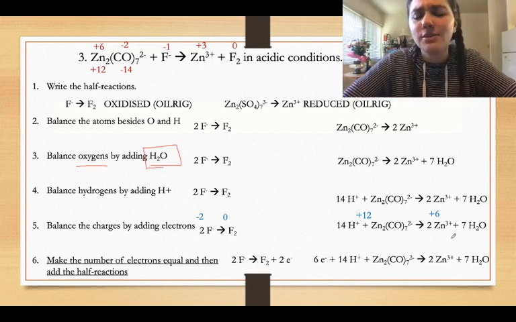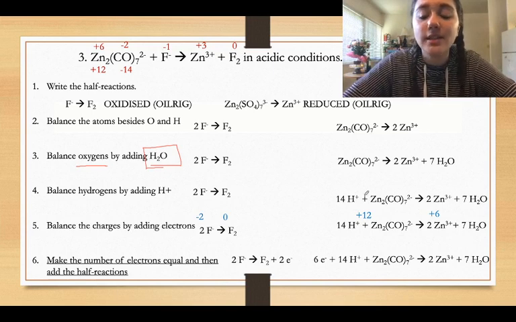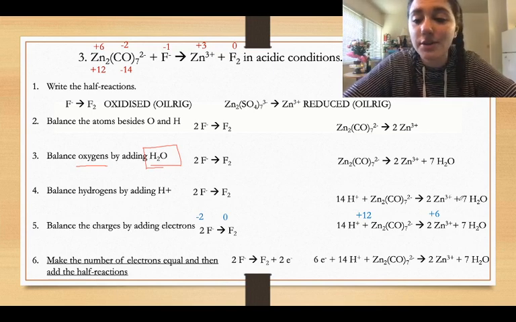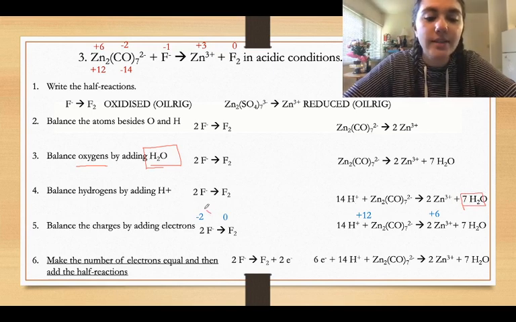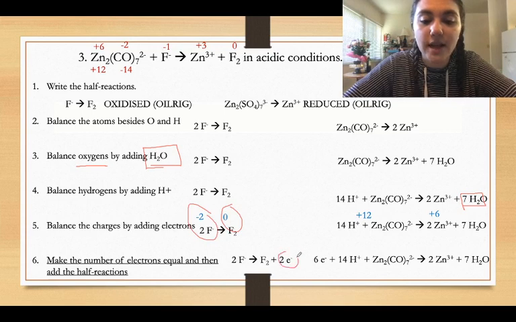Anyway, moving on. So I balanced this way. I added my 7 waters, and therefore I have to add in 14 hydrogens in order to balance out the newfound hydrogens that I've added into my equation. We're always trying to make sure that it's equal balance on either side of what we add at this point. I know on this side I have a -2, and this side is 0, and therefore I need to add 2 electrons to balance out this equation.